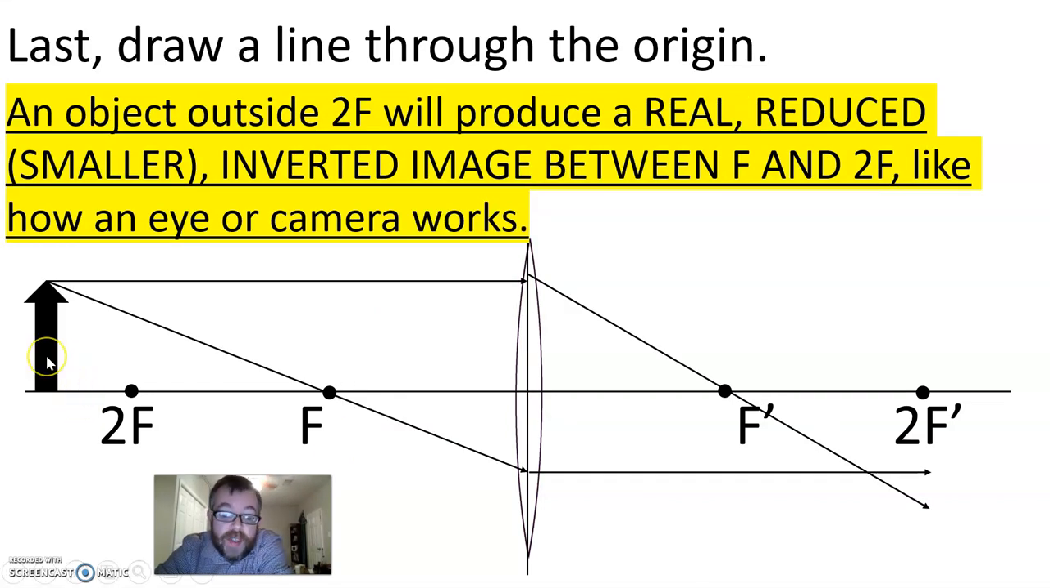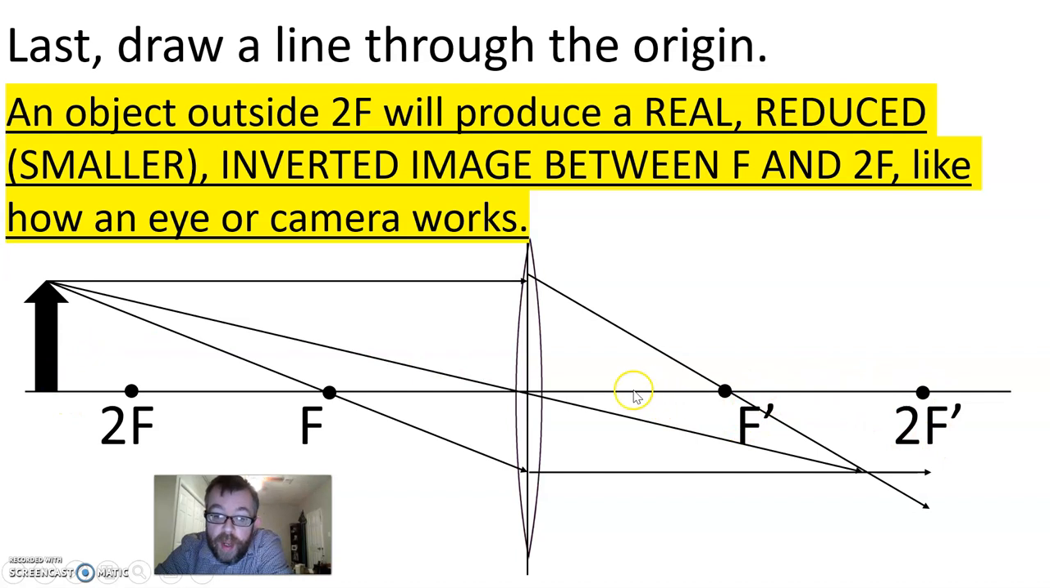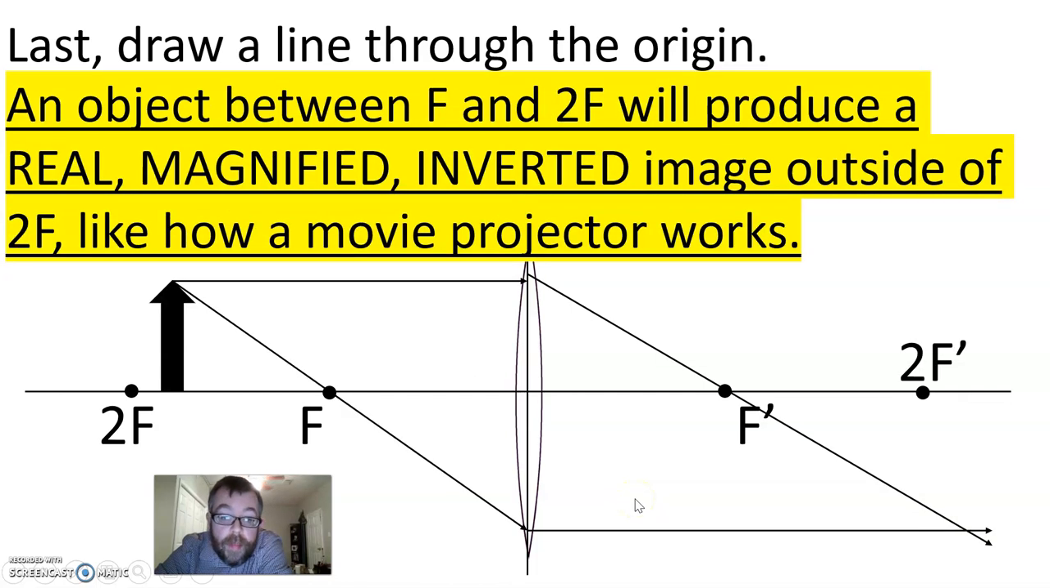An object outside of 2f will create an image between f prime and 2f prime. So if this is some distance, the focal length, then between one focal length and two focal lengths, you'll have the image. It will be smaller, as you see here. It'll be upside down. And it will be real because you can put this on a screen. All the rest of these are real images.